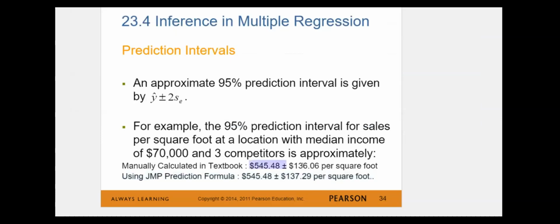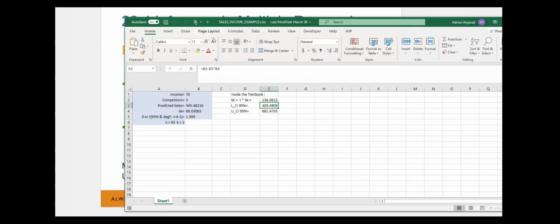But if you check, the textbook has a different calculation. It's just a few decimals different. I just created an Excel file here to show you how that calculation is different. So the book income was 70, competitors was 3. Predicted sales, we just calculated together, 545.48. Standard error 68.03. So you can use the t distribution of 95%, degrees of freedom of n minus k minus 1, which is 65 minus 2 minus 1, which is 62, or use the 2 times standard deviation, right?